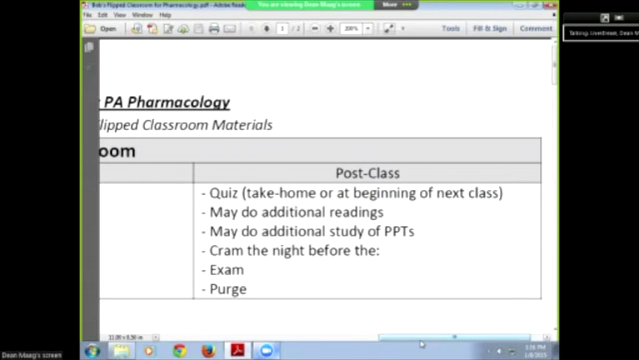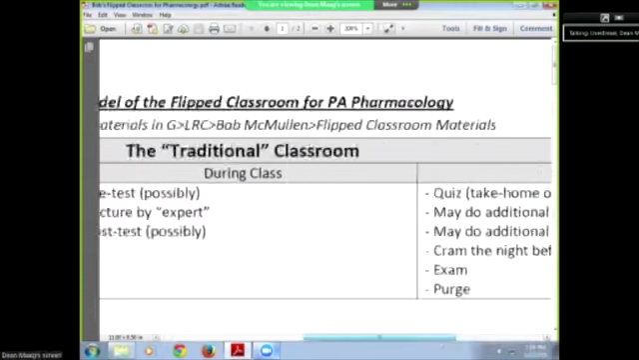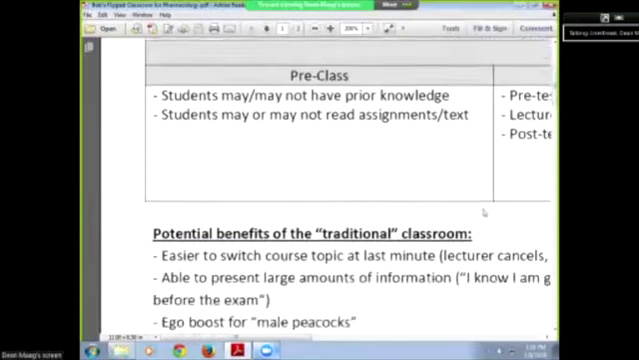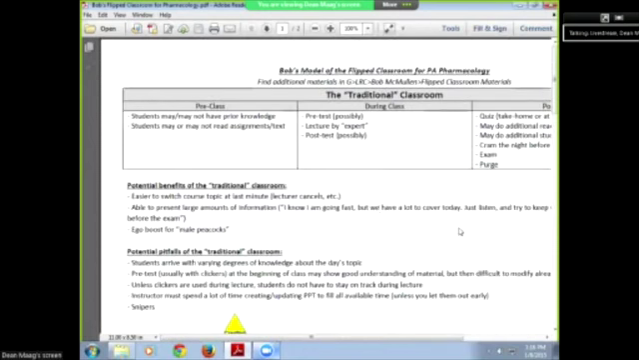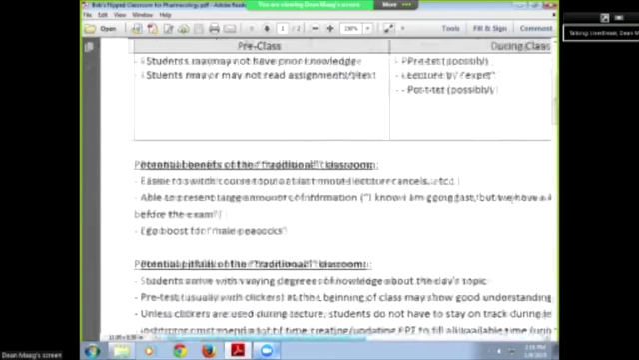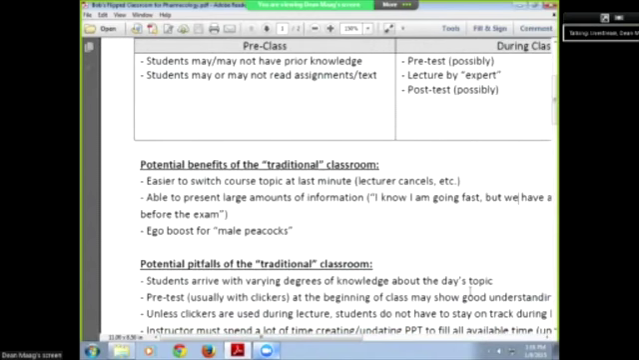And then as soon as the exam is over, just physiologically, we purge that information, because we're not continuing to use it after the exam. So this is kind of how I see the traditional lecture, and I don't mean to offend anybody who's doing this. I actually do this a lot too. Let's talk about the different things, because there are actually benefits of the traditional lecture.